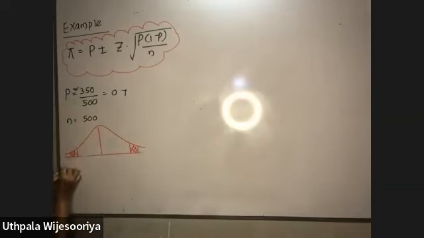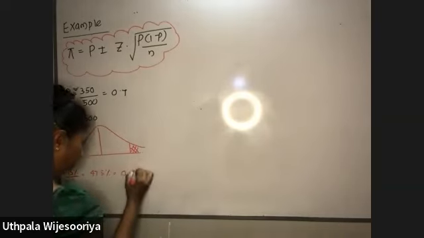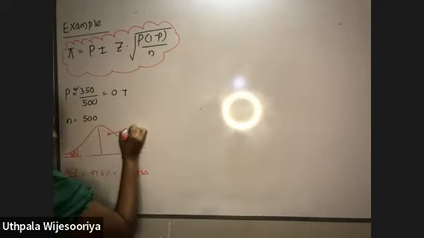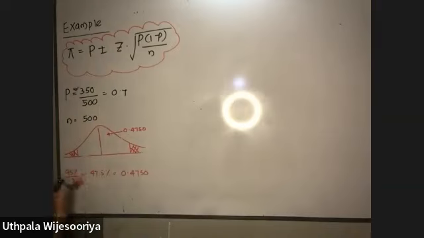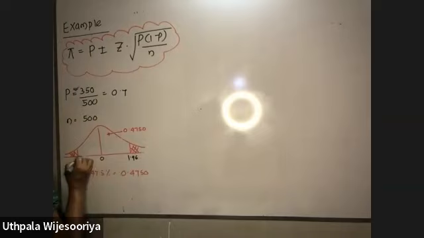Ninety-five percent divided by 2 is equal to 47.5%, which is 0.4750. For 0.4750 the table value is 1.96, and minus 1.96. Construct your confidence interval.